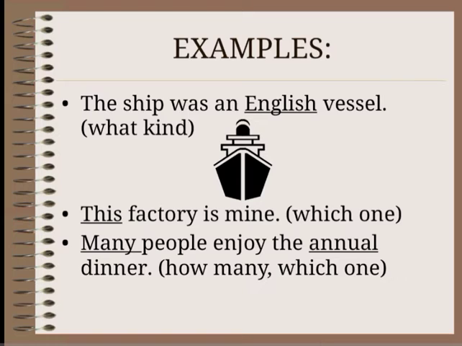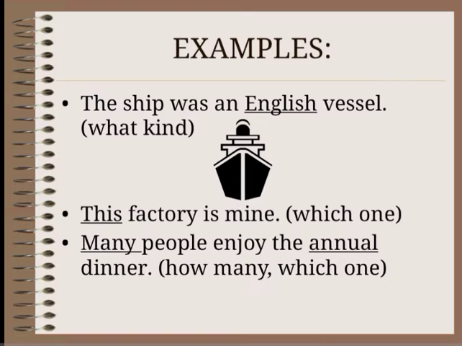Example: the ship was an English vessel. Here the word English is underlined. So what kind of vessel? The underlined word is called the adjective part. The ship was an English vessel. So English, what kind of vessel? As it denotes what kind of vessel, it is called an adjective.